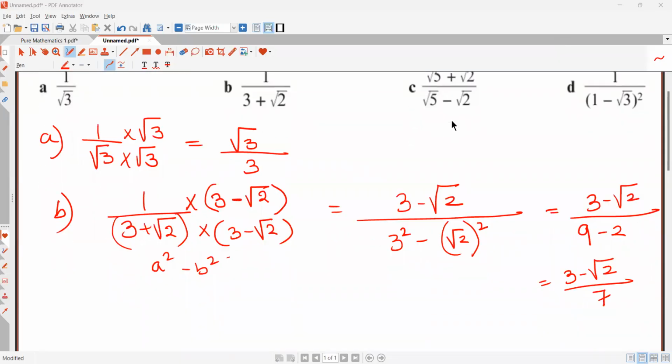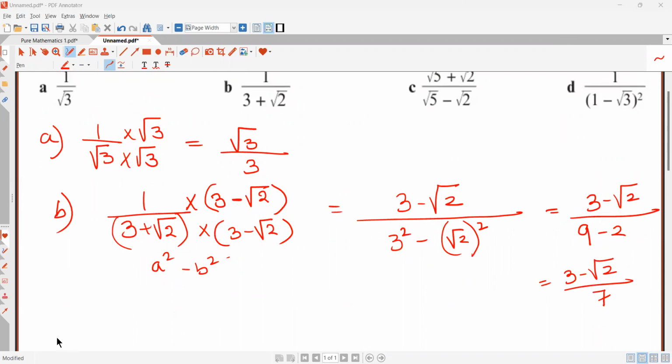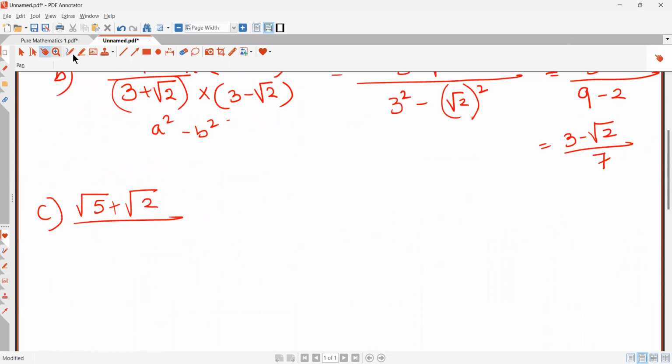So we'll be doing the C part right now. C part might get a bit crazy here and there, but if you know how to simplify it properly, it will not be that crazy for you. So root 5 plus root 2 divided by root 5 minus root 2. What will I do? Multiply top and bottom by root 5 plus root 2, because this is minus, so it's going to be the opposite.